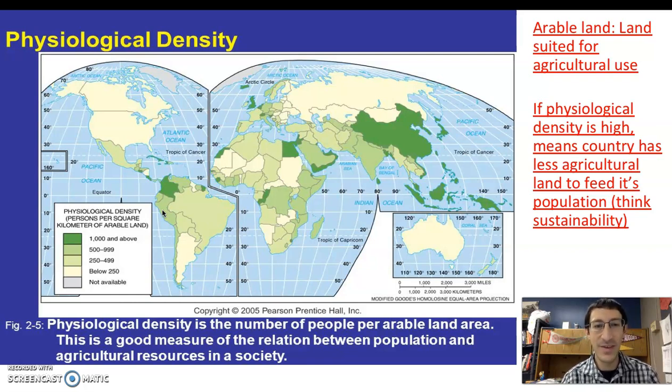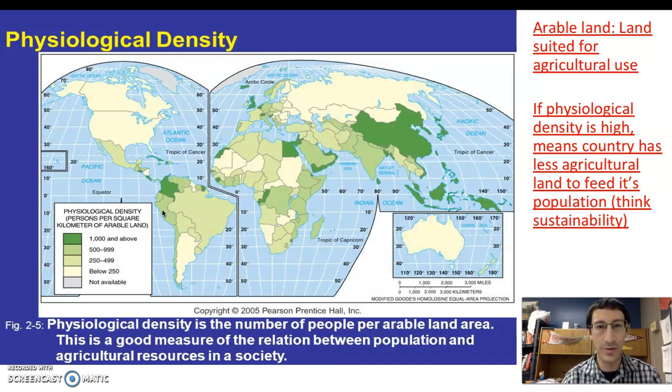So here's this map of physiological density. When we talked about density, and we talked about this in chapter 2 with population, we talked about the different types of density and why that matters. So we come up to this term physiological density. This goes back to the issue of arable land and how many people we have on pieces of arable land. And arable land is the territory or the land that we can use for agriculture, whether that is planting certain crops or raising and domesticating animals for food production and consumption.